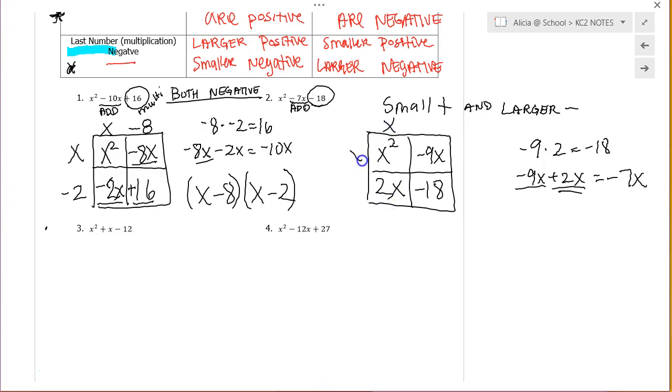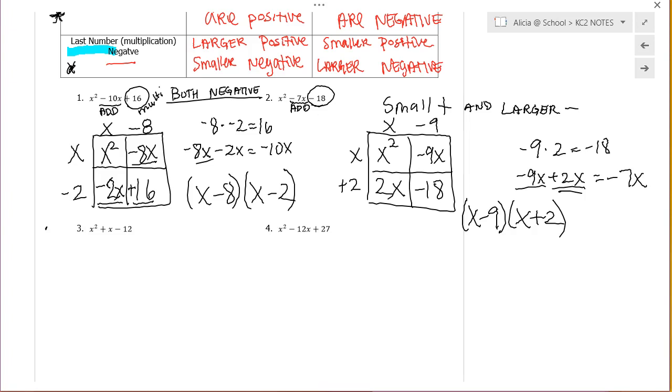So this is going to be x times x gives me x squared. X times a negative 9 gives me a negative 9x. X times a positive 2 gives me a positive 2x. And negative 9 times a positive 2 is a negative 18. So my final answer then is going to be x minus 9 times the quantity of x plus 2.